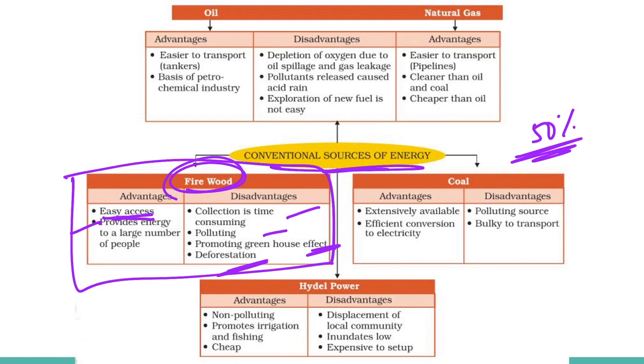Advantages of using coal are that it is available extensively and it has efficient conversion to electricity. The disadvantages of coal are that it is a polluting source and it is bulky to transport. The petrol that keeps running our cars as well as the oil that keeps your cycle from squeaking both began as a thick black liquid called petroleum.